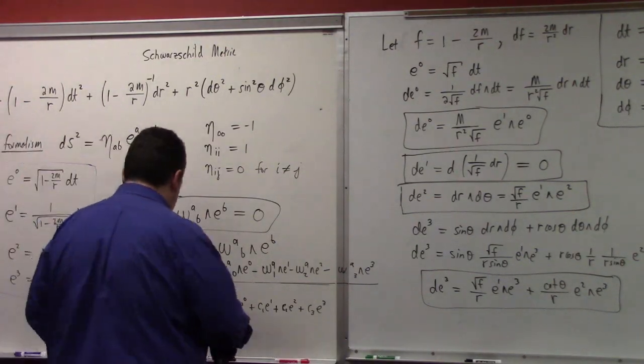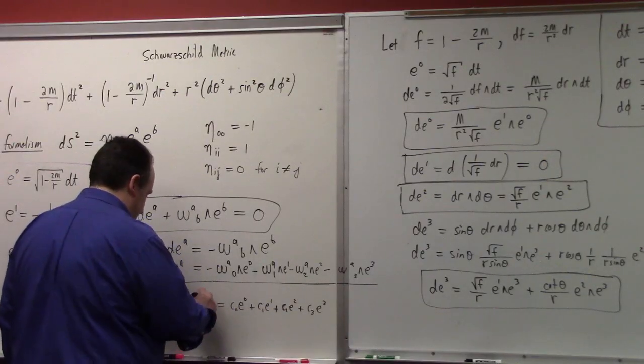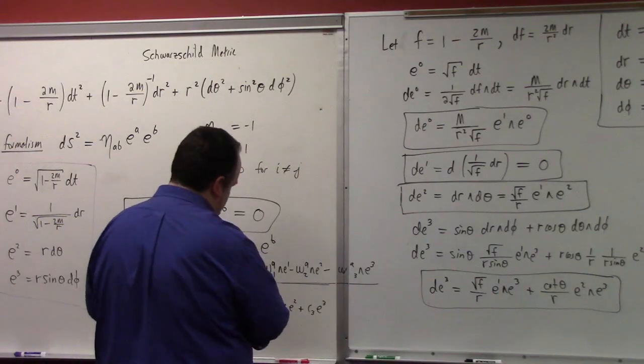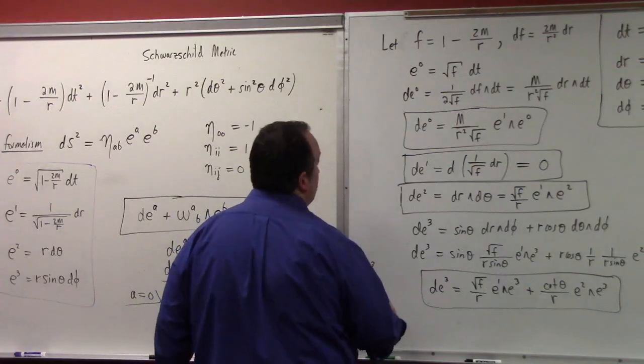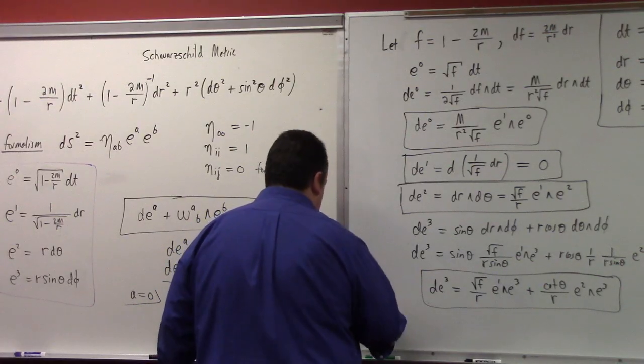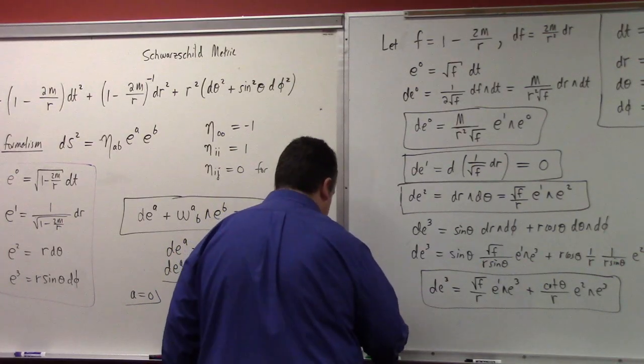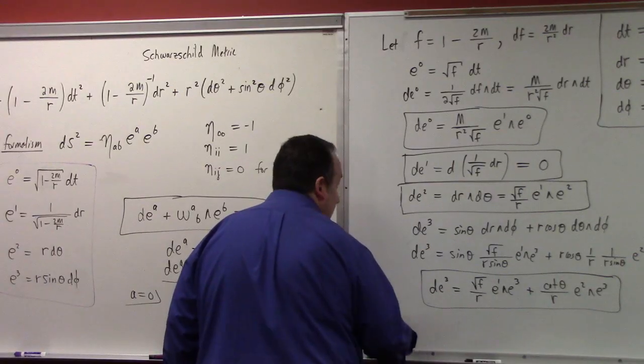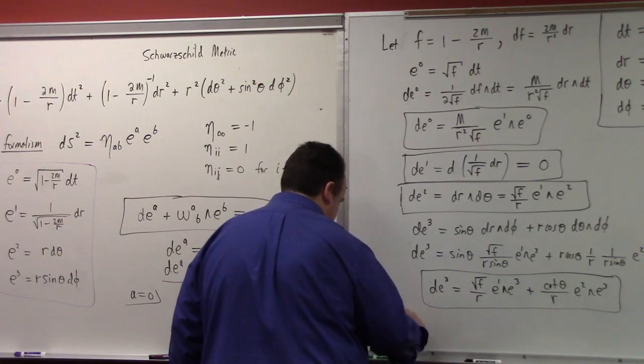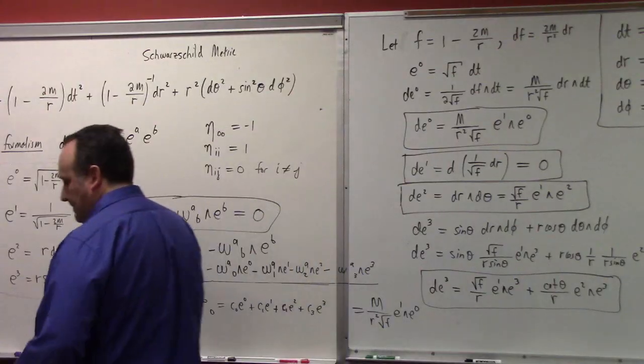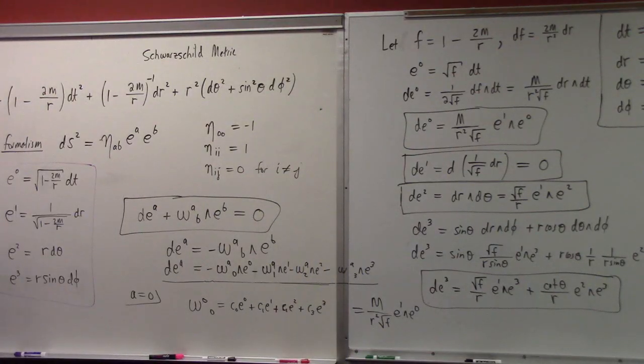So if I do that, I've got A00, omega 00 equal to all this, which of course is equal to m over r squared, square root of f, times E1 wedge E0. Right? No, that's not true. Sorry. I can't, a two form not equal to a one form? Nonsense, right?